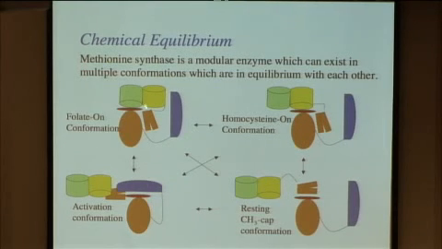So you need to have a structure with the folate binding domain on top of the red B12. You need to have homocysteine in yellow on top of the B12. You need to have a resting state where those helices are on top of the B12. And you need to have an activation state where the AdoMet domain is on top of the B12. And all of these states are going to be in equilibrium with each other.